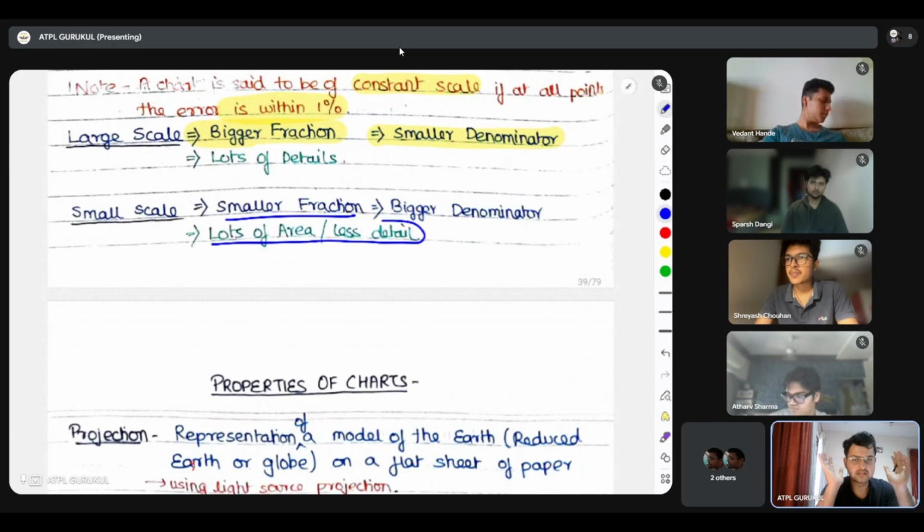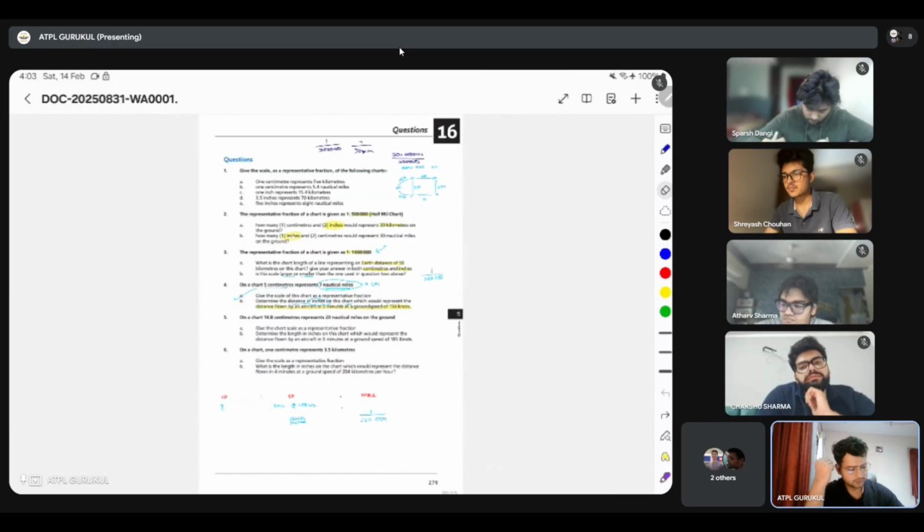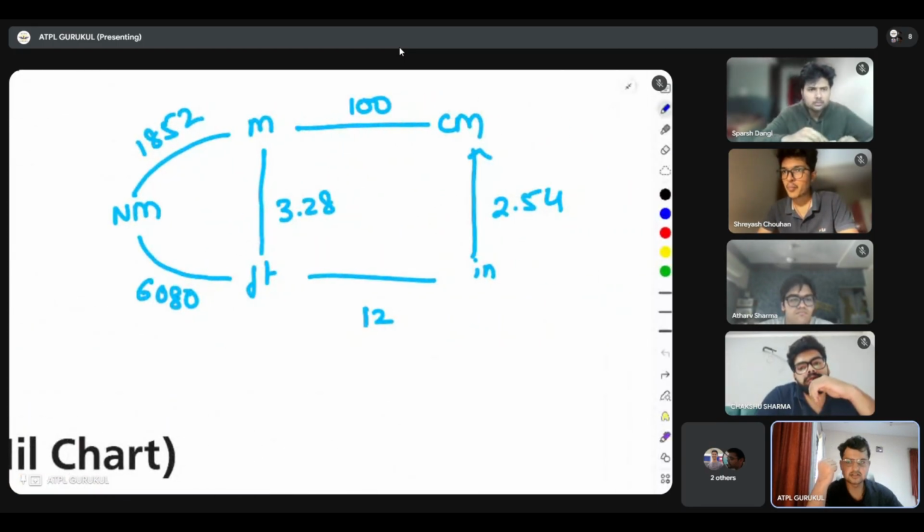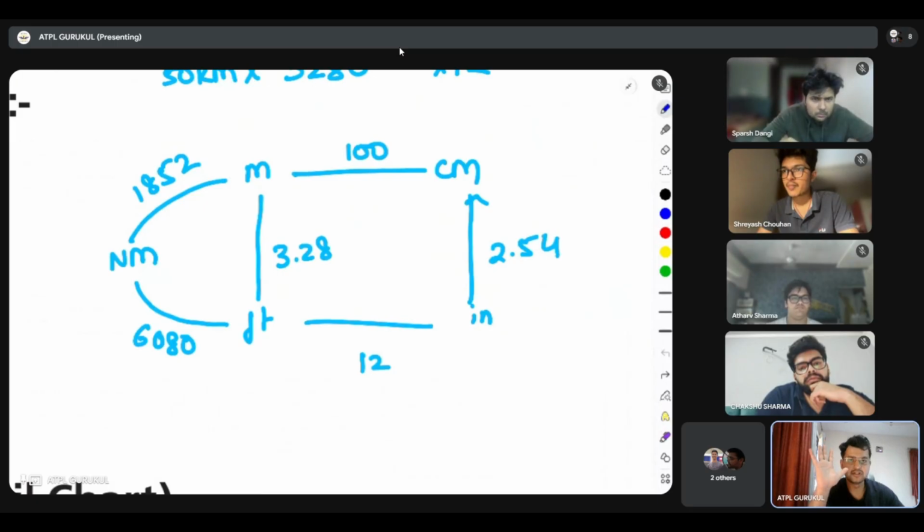Do you want to do numericals? Let's do numericals. Now, before you do numericals, I hope all of you know this bullet that I had taught the other day in class. How many of you know the unit conversions?